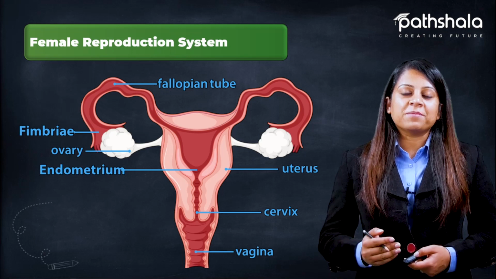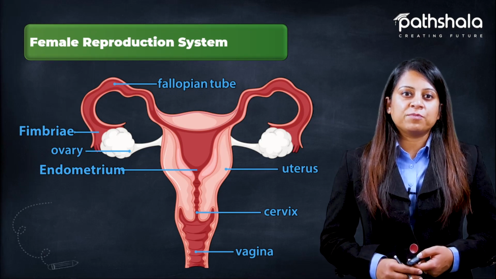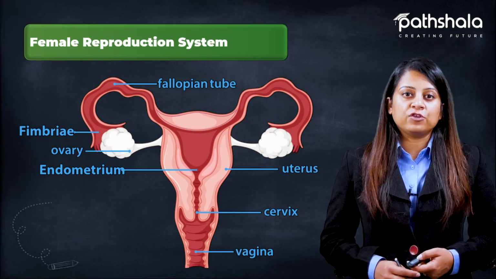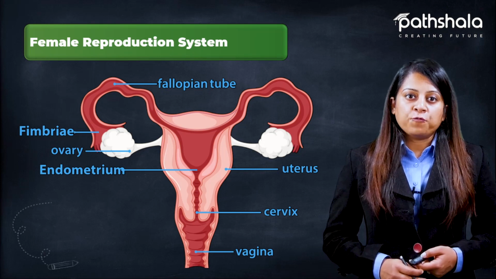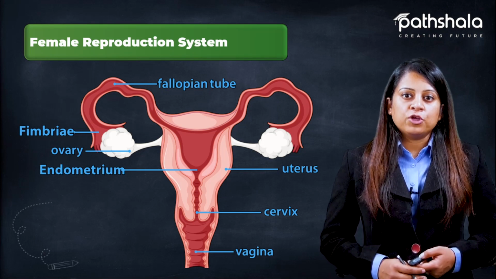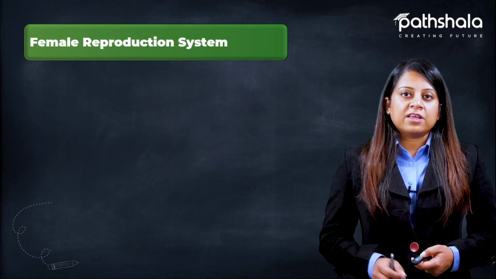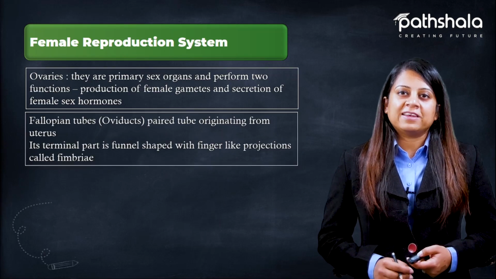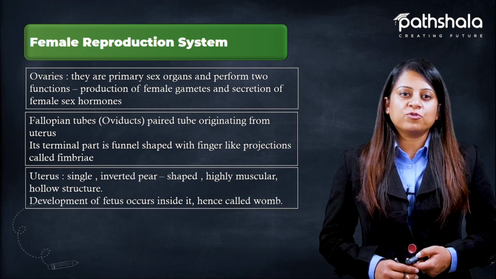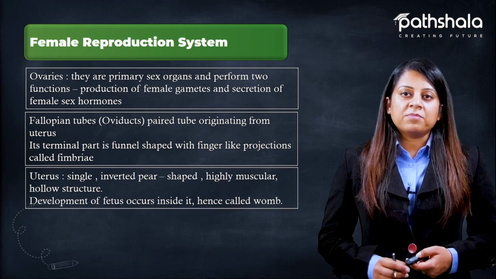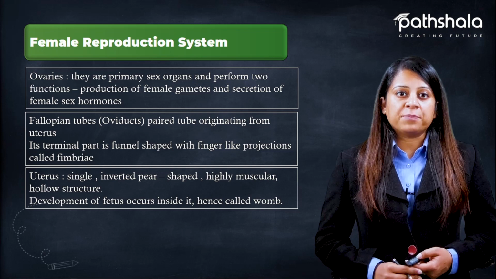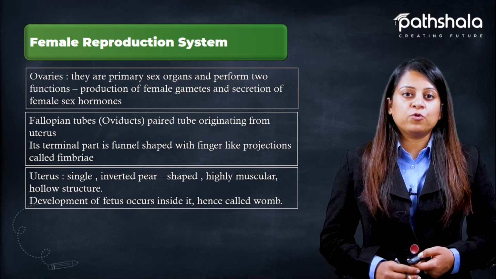Here is the diagrammatic representation of the female reproductive system, showing the ovary, fimbriae, fallopian tube, uterus, cervix, and vagina. Let us study the female reproductive system in a little more detail. Talking about ovaries. They are the primary sex organs in females and perform two functions. They produce female gametes and they also secrete female sex hormones.